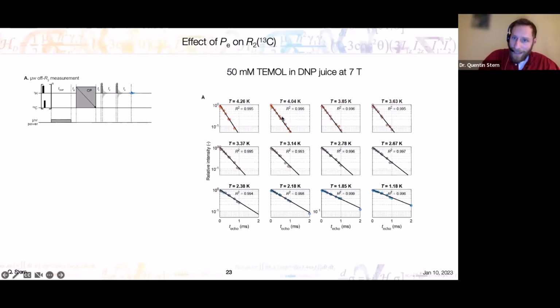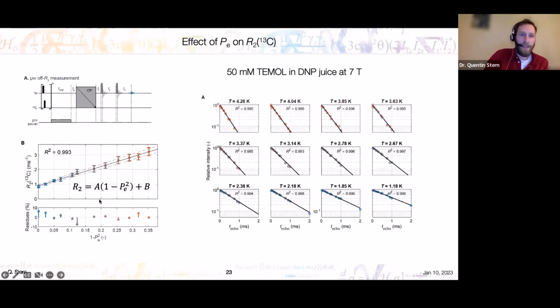I did this at several temperatures, so each of these curves corresponds to R2 measurements at a different temperature, and hence at a different electron polarization. And then I can plot these rates against 1 minus p squared and extract the A and B terms.